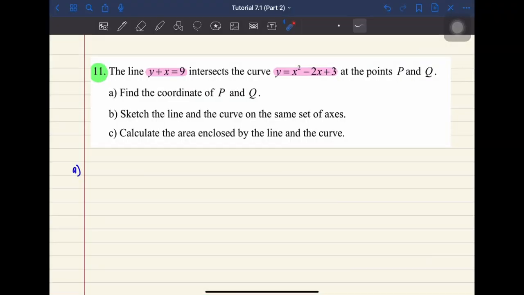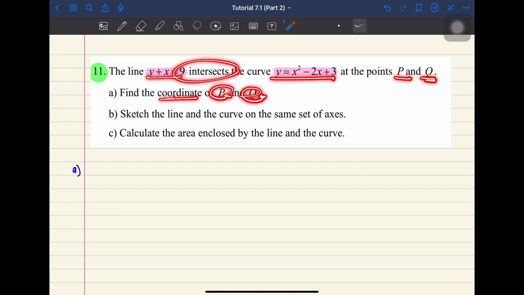Okay, so now kita ada dekat soalan number 11. Okay, so dia kata the line y plus x equal to 9 intersect dengan curve at the point P dengan Q. So the first part of the question is suruh cari find the coordinate of P dengan Q. Okay, so lebih kurang dia soalan before ni bila ada point yang intersect. So how do we find the points? Kita akan pakai persamaan serentak.